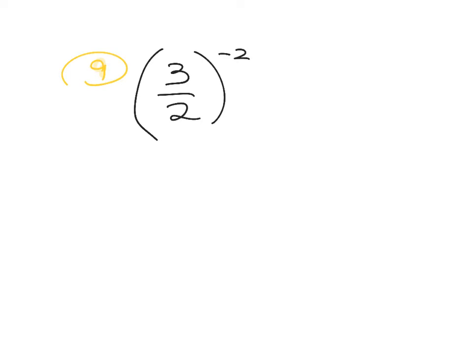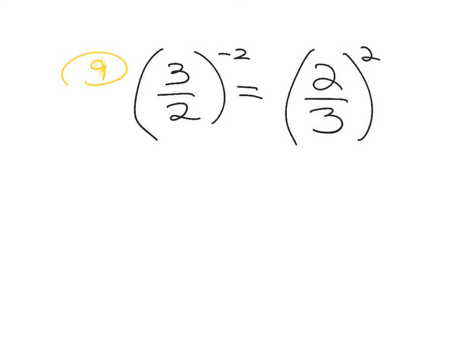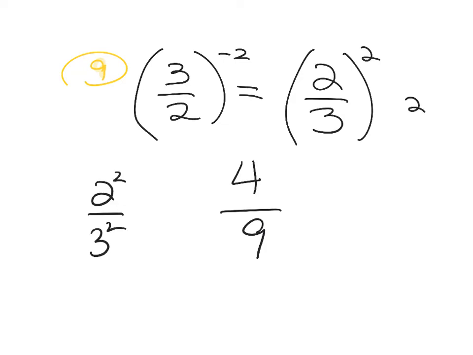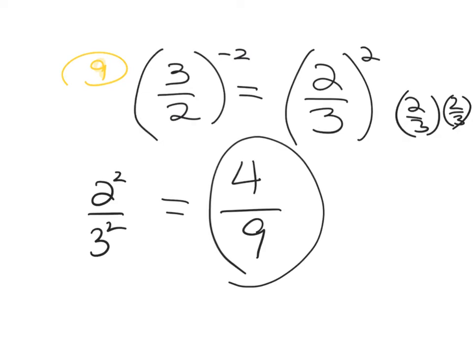Nine is an exponent question. And I have 3 over 2 raised to the negative 2 power. So here, we're thinking reciprocal when you see a negative exponent. So I'm going to flip my fraction upside down, make my exponent positive, and now figure out what 2/3 squared is, which would give me 4/9. So you could do it like this, or you could also say it's really 2/3 times 2/3. Either way, final answer 4/9.